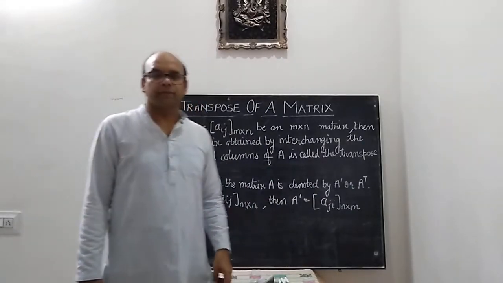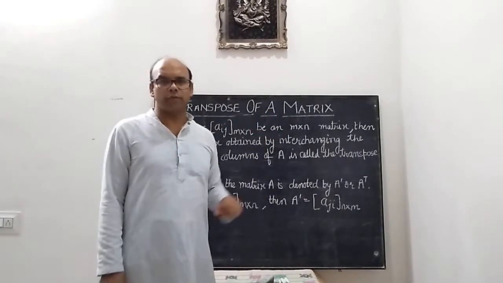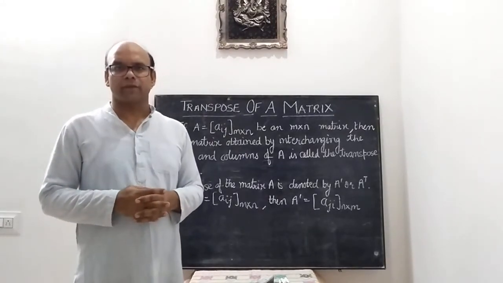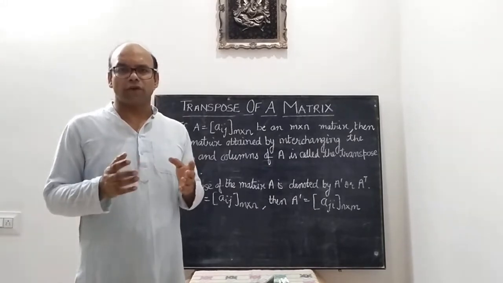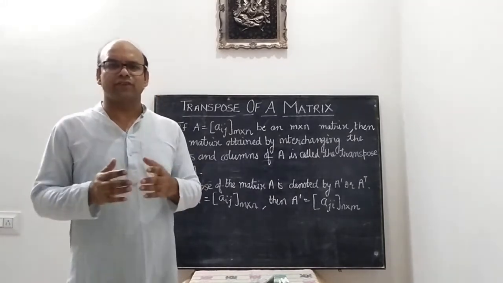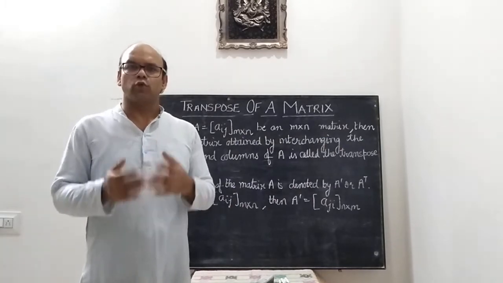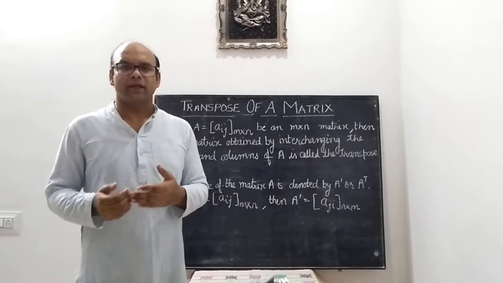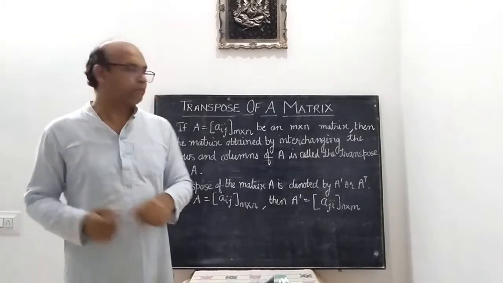Hello students, in this video we will be discussing the transpose of a matrix. Now what do we mean by transpose of a matrix? If there is a matrix A, what we do is we interchange the rows and columns of the matrix to obtain a new matrix. The new matrix obtained is called the transpose of the matrix A.